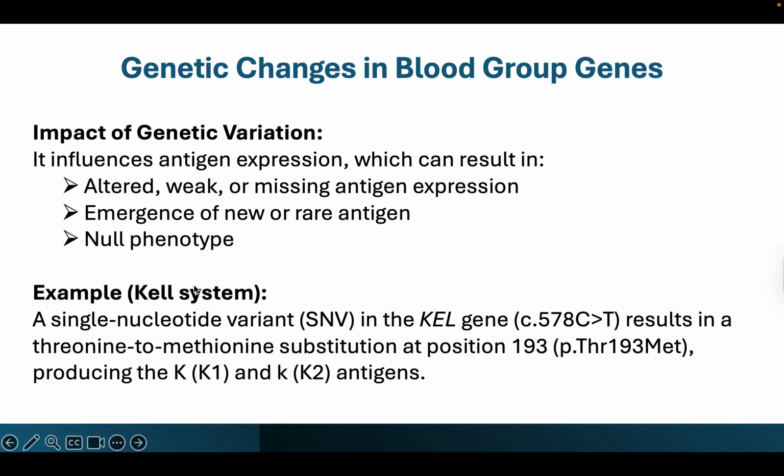For example, in the KEL system, a single nucleotide variant on the KEL gene, which is a point mutation, results in a threonine to methionine substitution at position 193, producing the K and Chilano antigens. So if we have threonine at position 193, we get the capital K. If we have methionine instead, then we have the Chilano antigen.